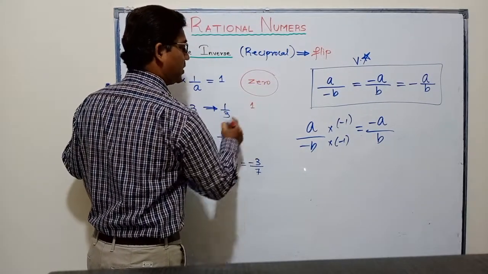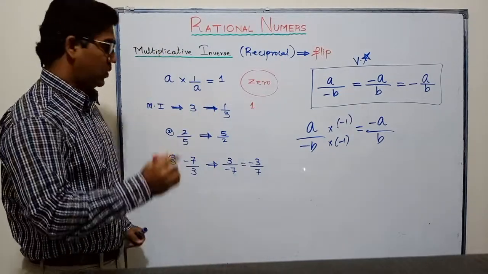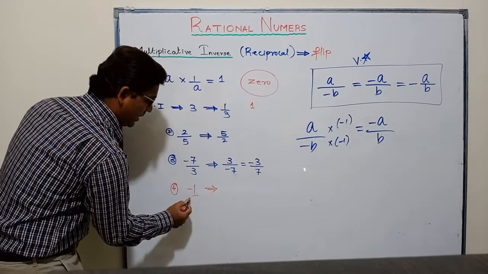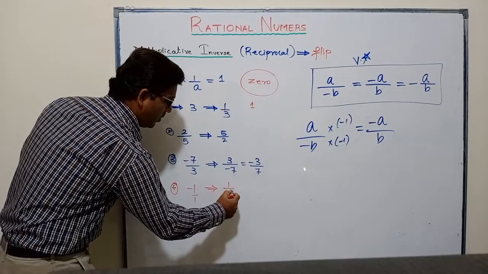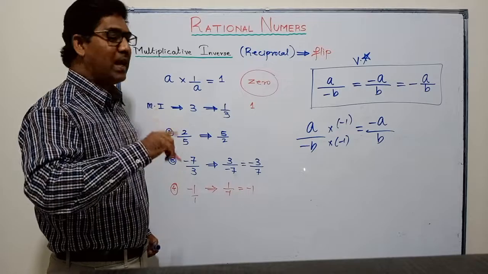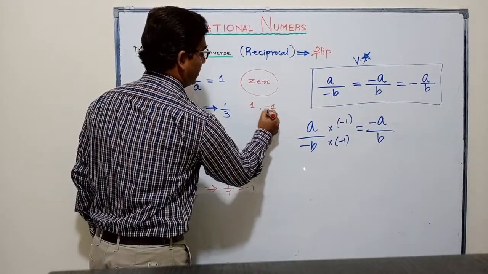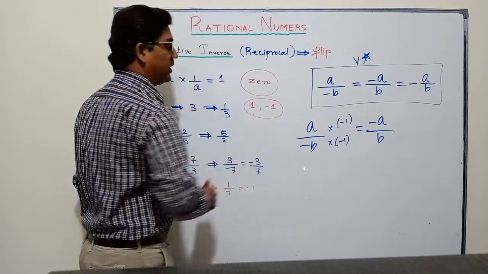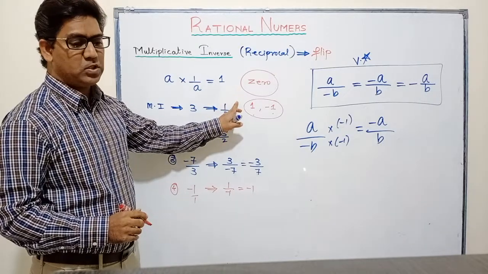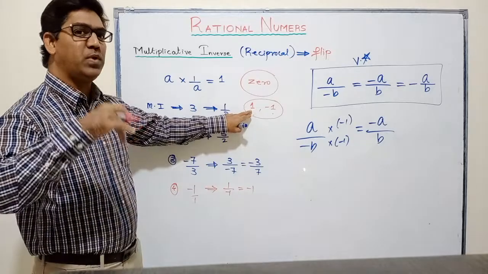What is multiplicative inverse of 1? So you flip 1, you get the answer 1. Multiplicative inverse of minus 1. So minus 1 is minus 1 upon 1. So you will get 1 upon minus 1, which is again minus 1. So multiplicative inverse of 1 and minus 1 are the same number. So 0 has no multiplicative inverse. 1 and minus 1 are numbers which have their own multiplicative inverse. So they are multiplicative inverse of itself.